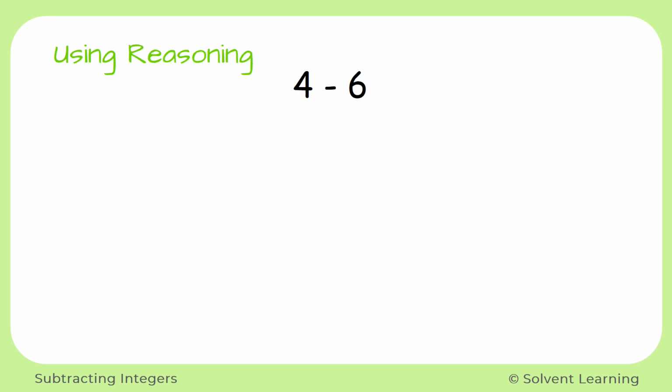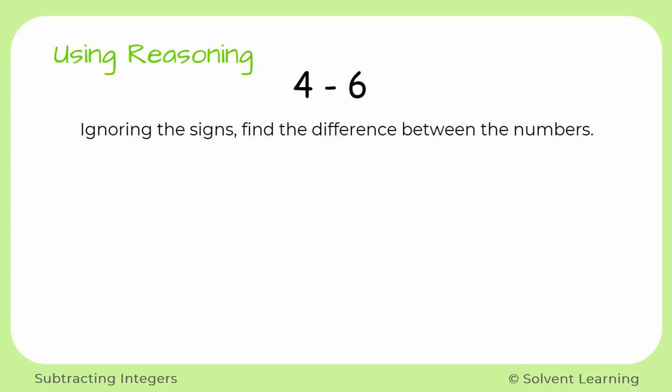Now the third way that we can solve these different problems with integers is by using our reasoning, thinking our way through the problem. And one way we can do that is by finding the difference between the numbers. And at this step, we're not worried about the signs. We just want to focus on the numbers themselves, not positive or negative. So just looking at the 4 and 6, the difference between 4 and 6 is 2.